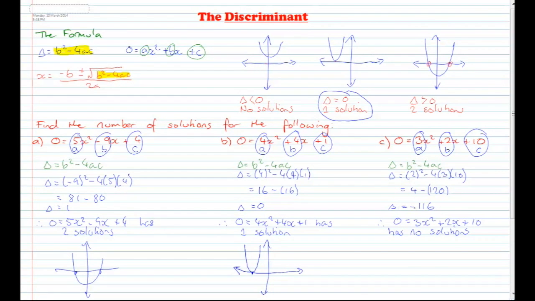Because our discriminant is negative, that is, it's less than 0, we have no solution. So we come up here, we've got the discriminant is less than 0, we have no solution. So what you're going to get is a graph that looks something like this, where it comes down, doesn't touch the x-axis at all, and goes up.